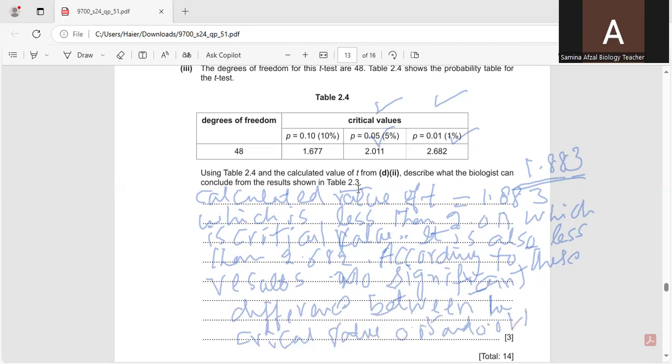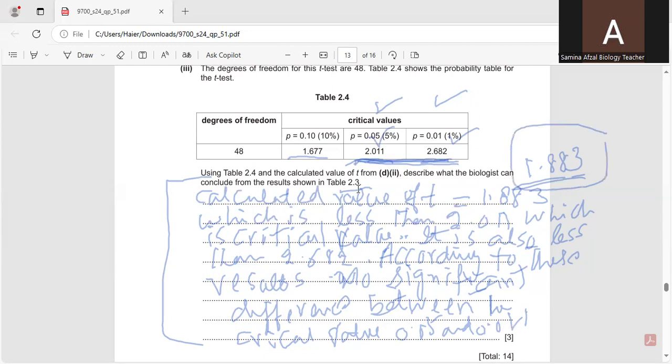Students, you can see that we have to find out whether it is a significant value or not. You can see that the 1.883, which was calculated in the t-test, is smaller than this value and smaller than this value as well. So when we are talking about this, it is smaller than these two values. So we can say that there is no significant difference between these two values.